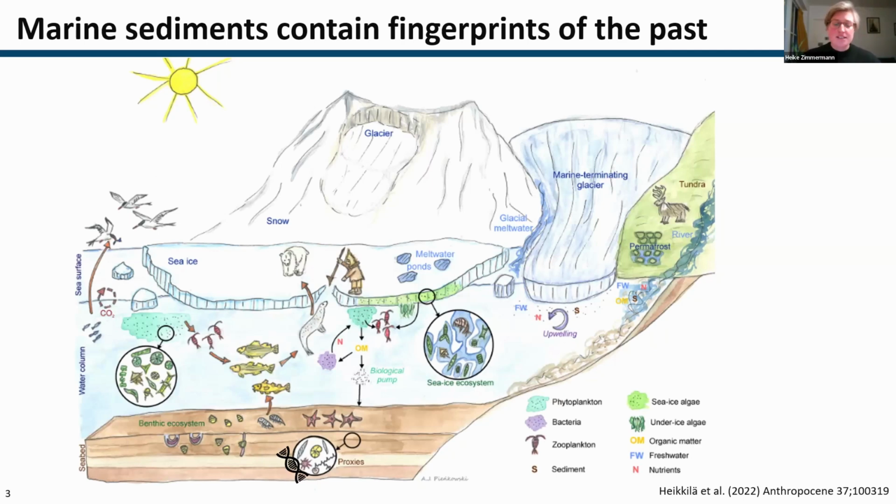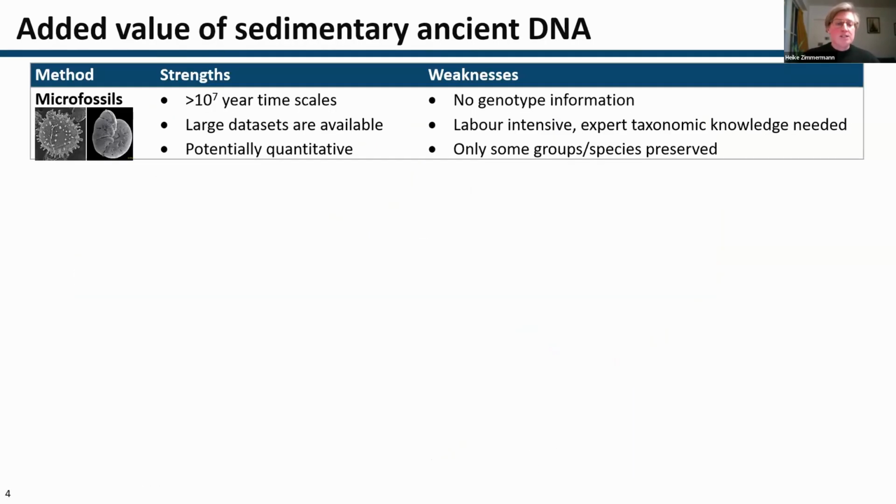So DNA is an important new tool that we can use to better understand the long-term responses of biota to past climate. But we don't use sedimentary ancient DNA all by itself. We often add it to microfossil records or biomarker records. And now I want to give an overview over the strengths and weaknesses of the different proxies that we're using and the added value that I think sedimentary ancient DNA can have.